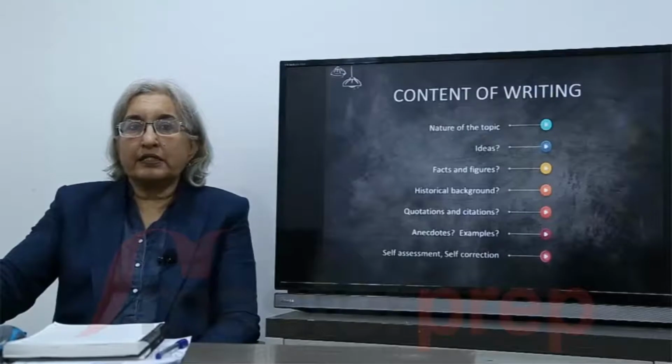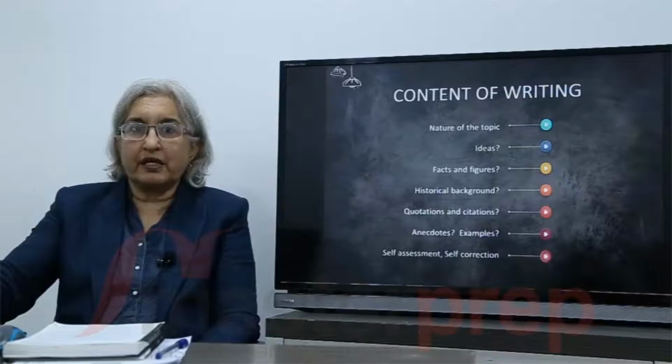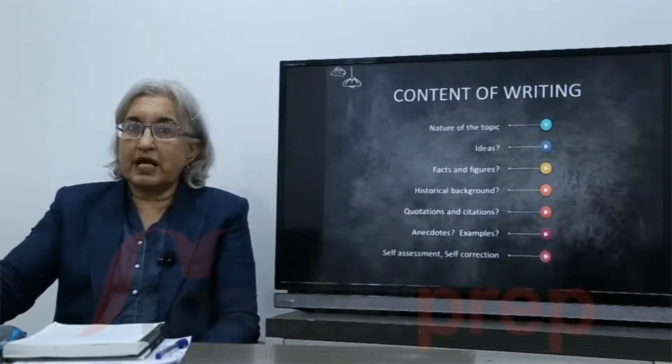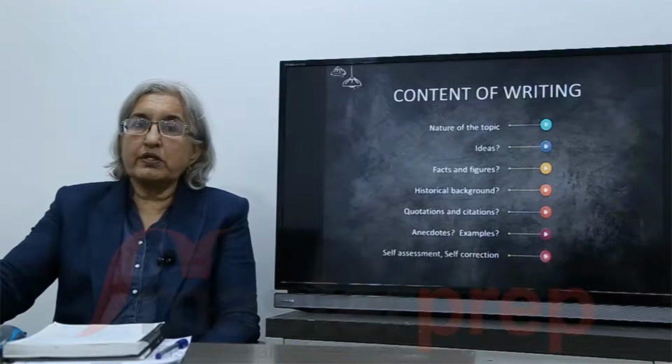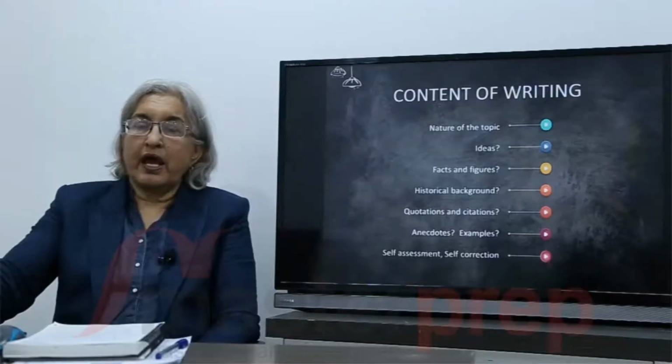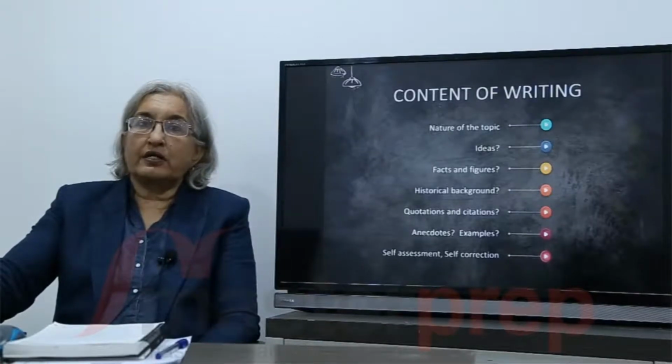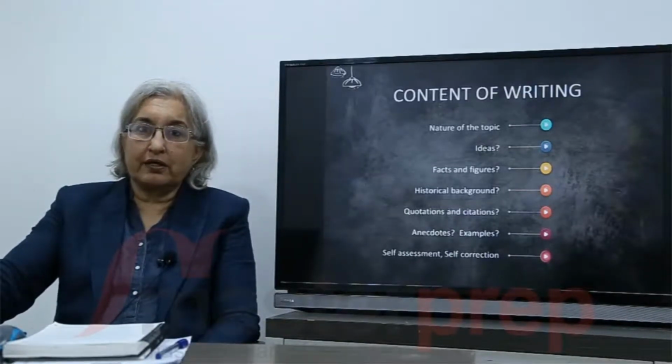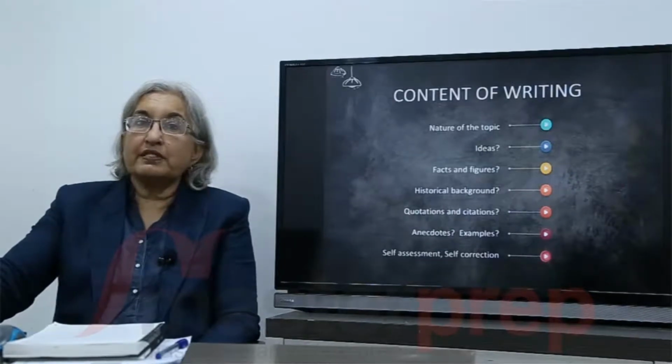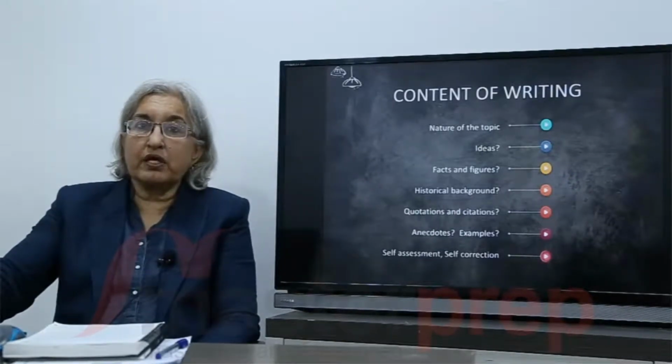Now let us look at the different parts of your essay and the content of your writing. First of all, you must understand the nature of the topic. What does the topic demand of you? And then think of some relevant ideas that are concerned with that topic. You may give one idea and then give many examples of that idea. Or you may give several ideas, perhaps 3 or 4 ideas, and give one example of each idea.